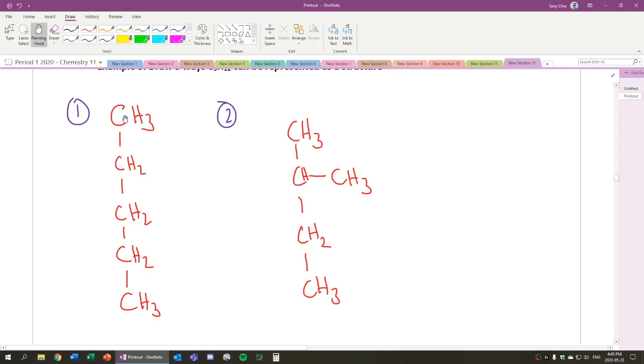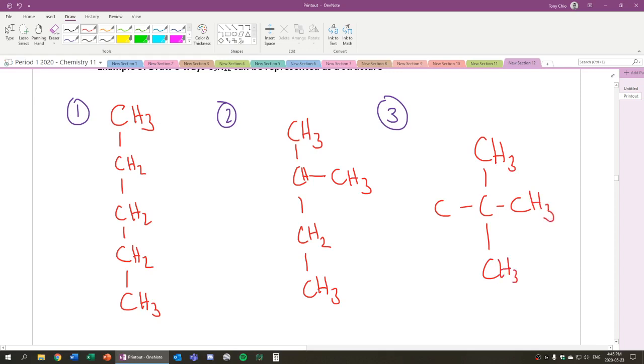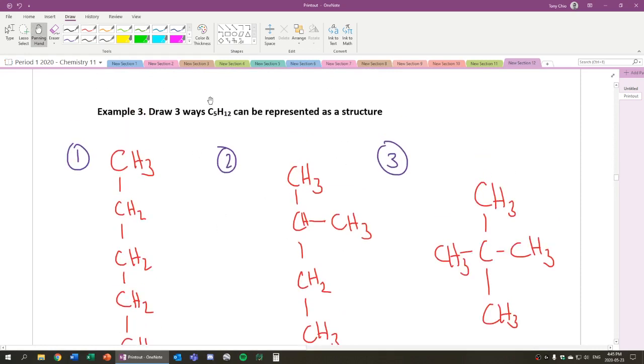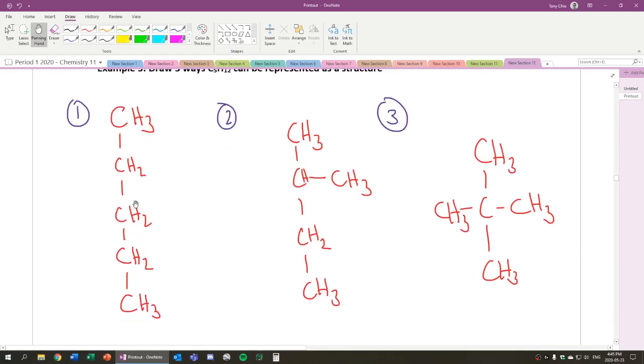What happens if I take this carbon and attach it right there? That's my third isomer. It will look like this. Carbon, carbon, carbon, carbon, and carbon. So I get CH3, CH3, CH3, and CH3. As you see, each of these are still C5H12. I still have 5 carbons and 12 hydrogens, because each one will have 12 hydrogens total.